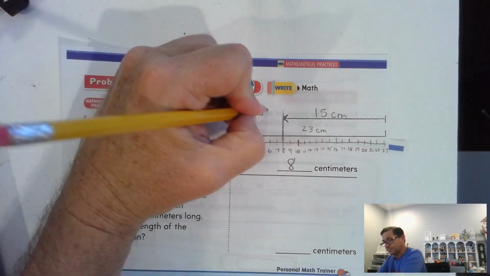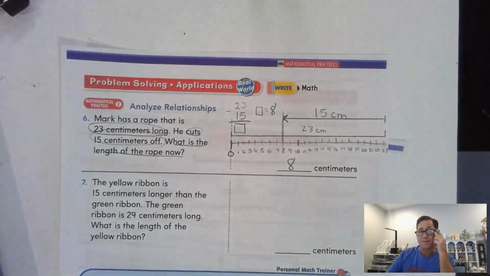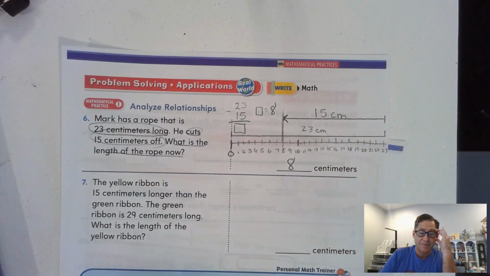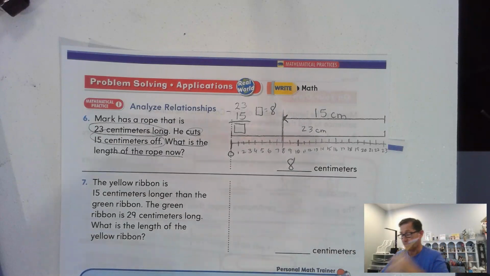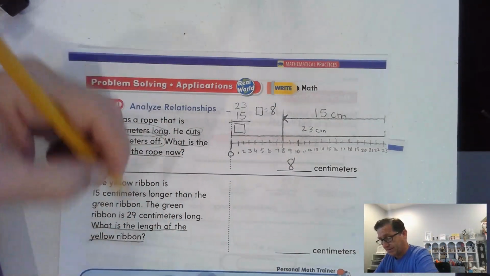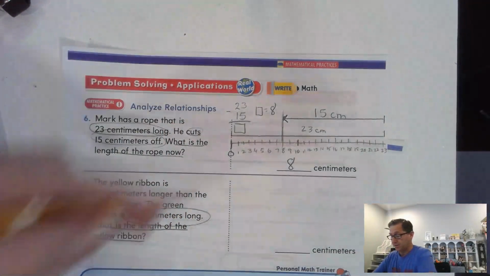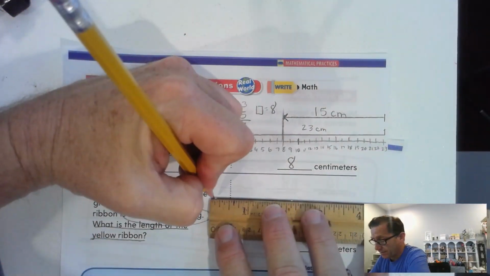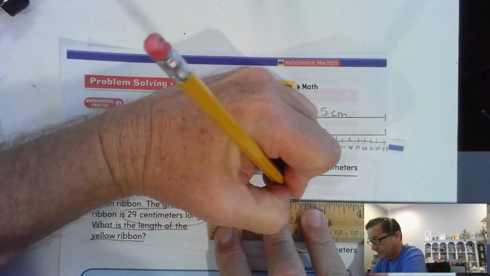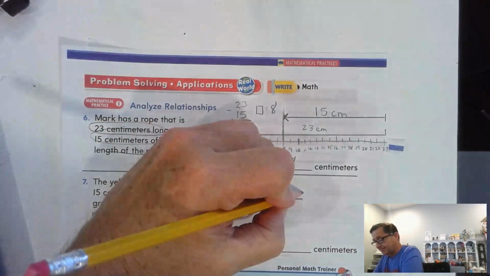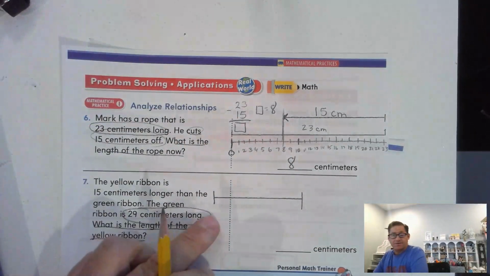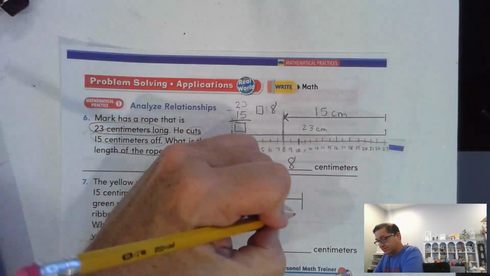All right, number 7. The yellow ribbon is 15 centimeters longer than the green ribbon. The green ribbon is 29 centimeters long. What is the length of the yellow ribbon? So the green is 29 centimeters long. I'm not going to draw the exact 29 marks. I'm just going to say that from here to here is 29.